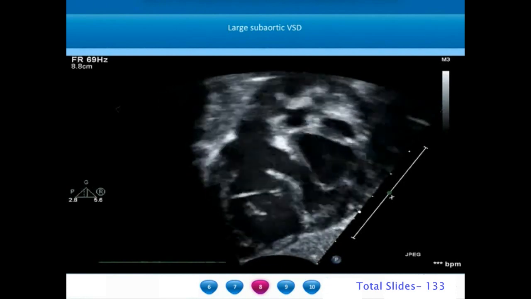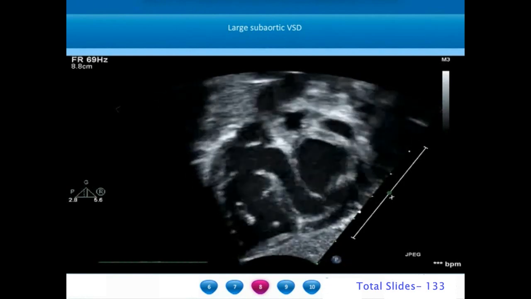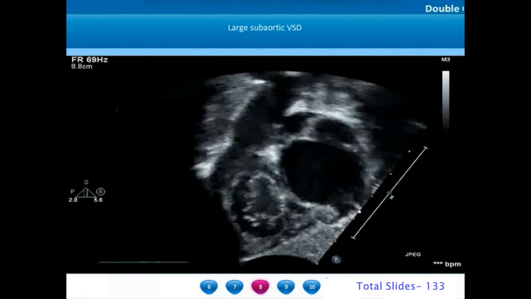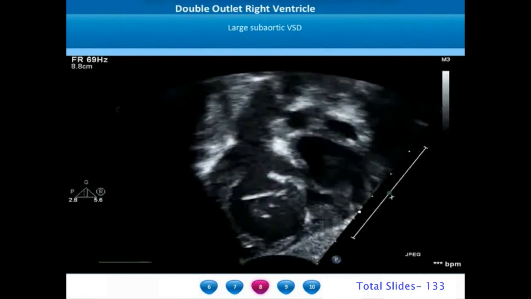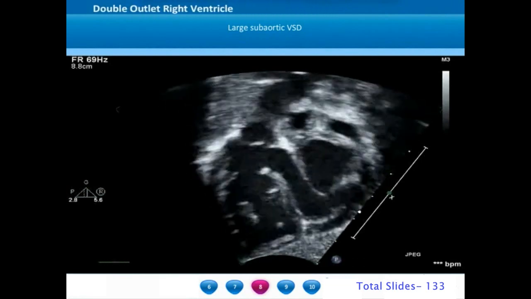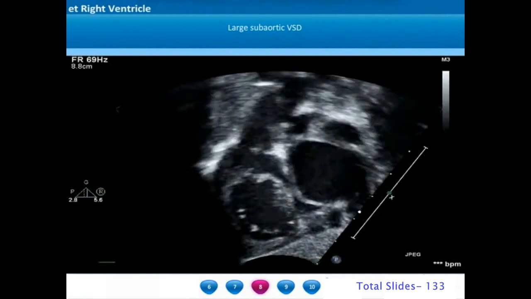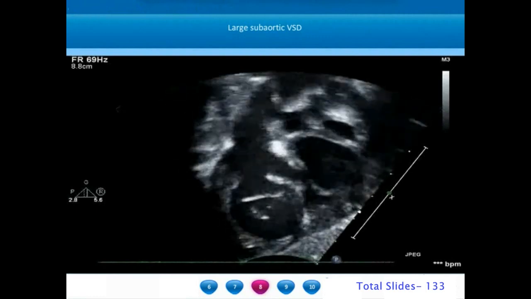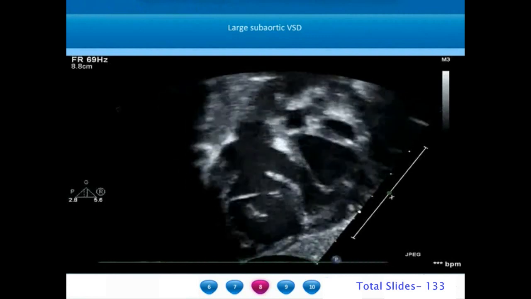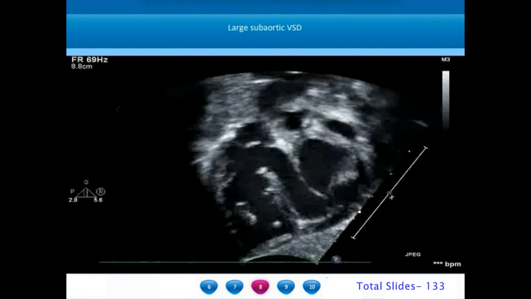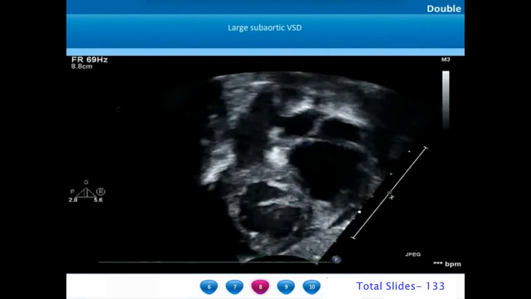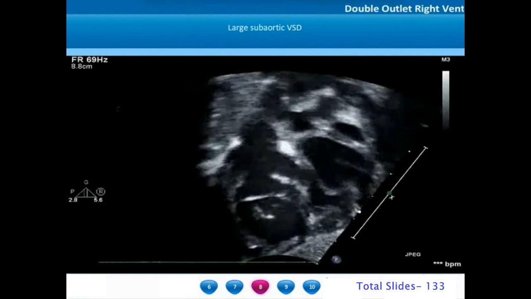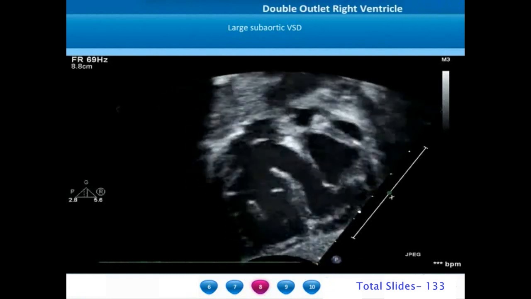We can see in this subxiphoid short axis view the aorta arising from the right ventricle and partly from the left ventricle. 50% of the aortic valve is committed to both the ventricles. We can notice a large subaortic ventricular septal defect. There is a thick subaortic conus that is separating the anterior mitral leaflet from the aortic annulus.